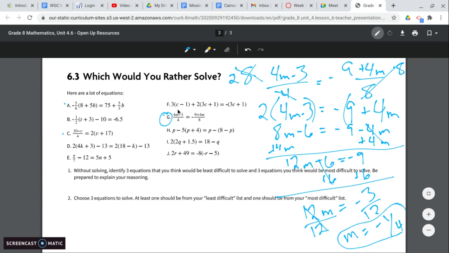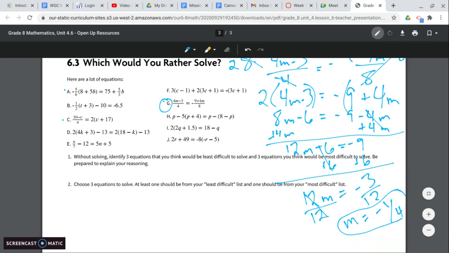So it's all about distributing, combining like terms. So like F has a lot of combining like terms because we're distributing the 3, distributing the 2, but then we've got constants and variables all on the same side. So I'm going to go ahead and do F with you guys as well. So we've got, I'm going to write it down here, 3 times (C minus 1) plus 2 times (3C plus 1) equals negative (3C plus 1).